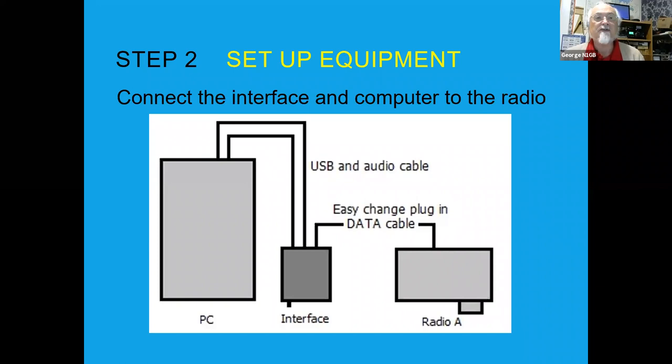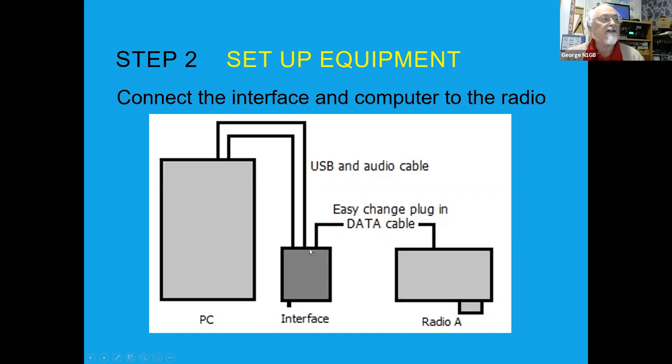I'm using today the FT897. It has a data port in the back. I'm using my SignaLink as the interface. And so there's a data cable that comes from the SignaLink to the radio. And I have a Lenovo Windows 10 PC. And there's a USB cable that runs from the SignaLink to the personal computer.